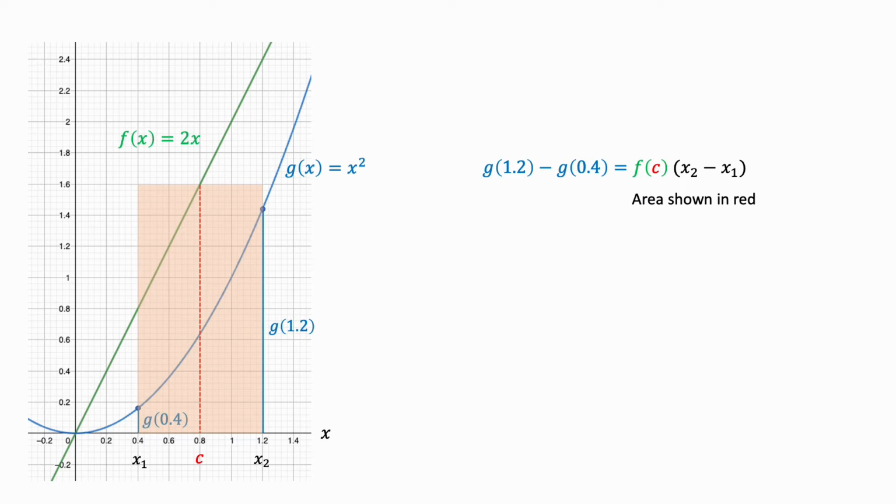And so if you look at what that means graphically, the value of the function f at c is basically this distance. And x2 minus x1 is basically this distance. And so graphically, what does this right-hand side mean? It means the area that's shown here in red.